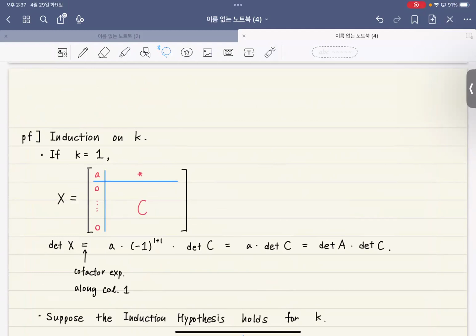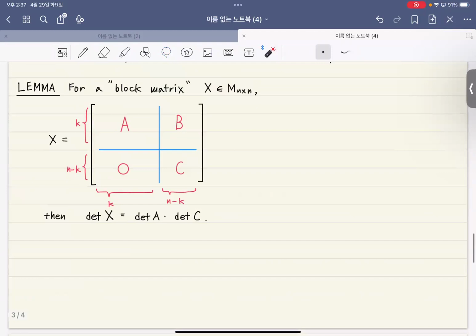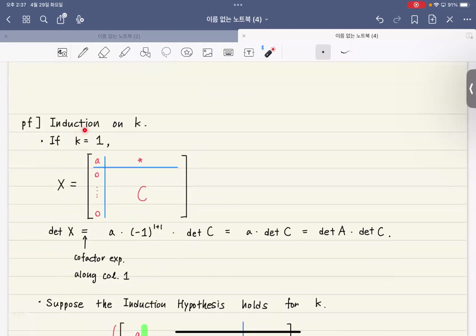Induction on k. The size of matrix X is fixed. This is always n by n, but I will do the induction on the size of k. Okay, so suppose that k equals 1. So this is an n minus 1 by n minus 1 matrix, and this A is just a 1 by 1, just a number, and this is all zeros.